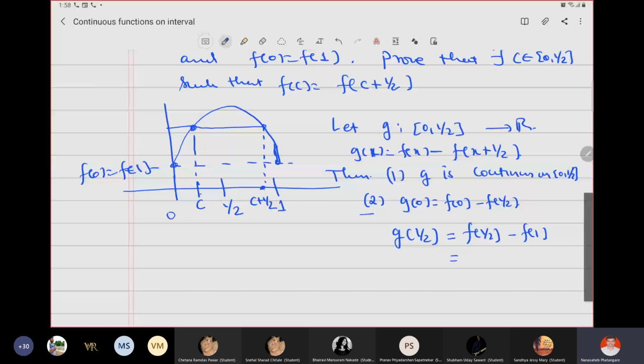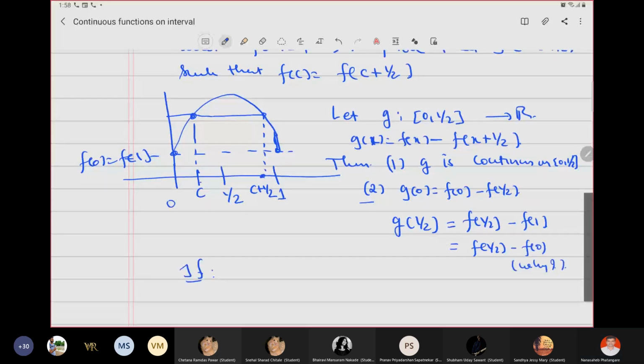Now if f of half is equal to f of 0, then f of half minus f of 0 is equal to 0. So which point do we select for C? 0, and we are done.